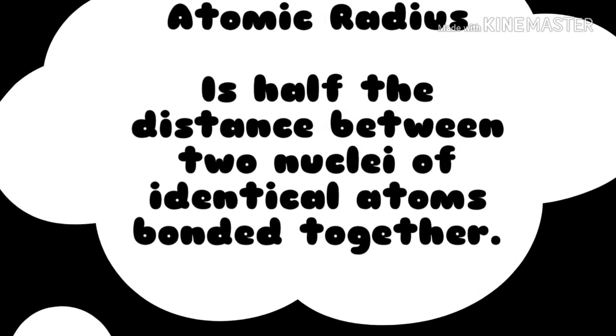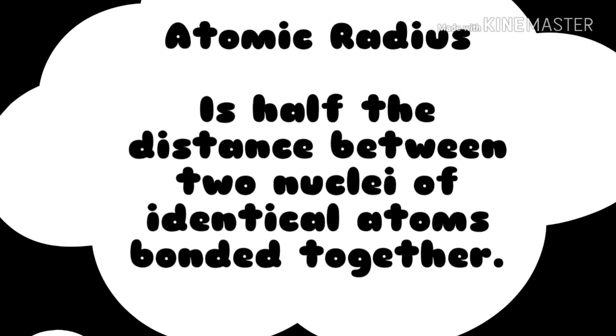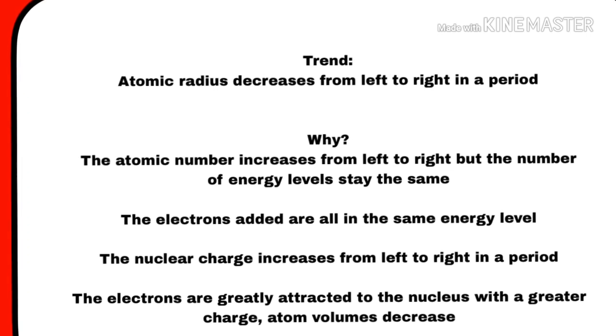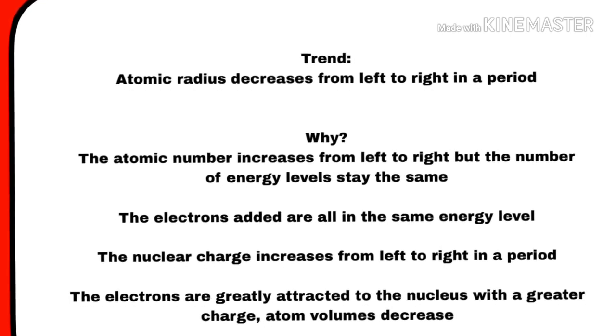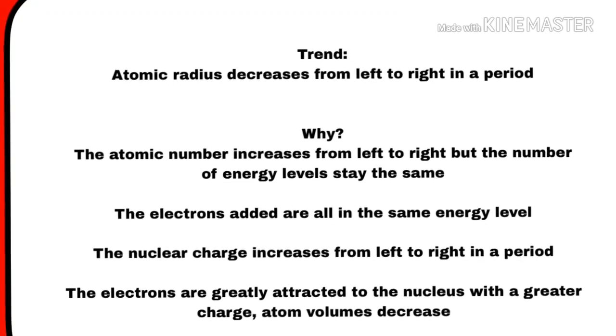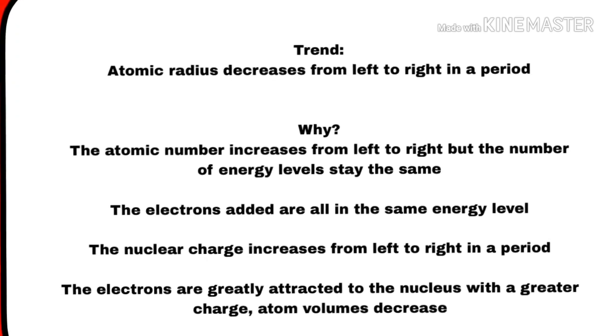Atomic radius is half the distance between two nuclei of identical atoms bonded together. Atomic radius decreases from left to right in a period because the atomic number increases from left to right but the number of energy levels stays the same. The electrons added are all in the same energy level.